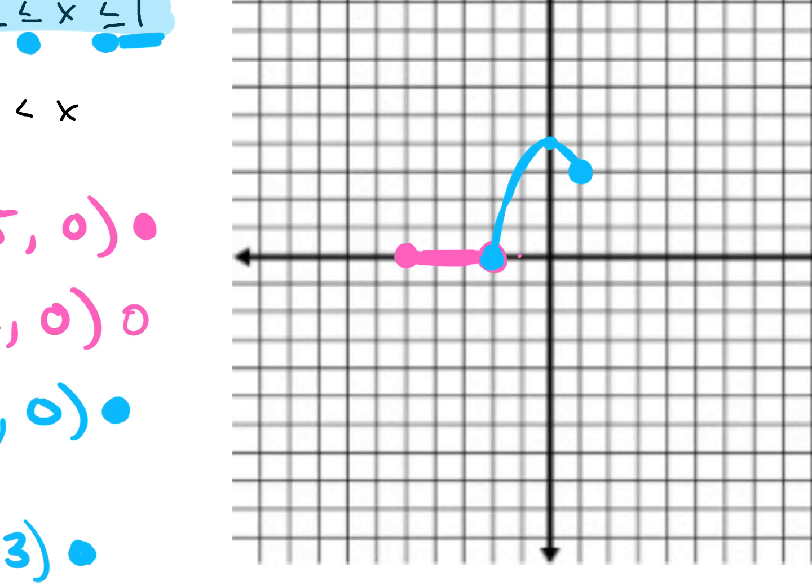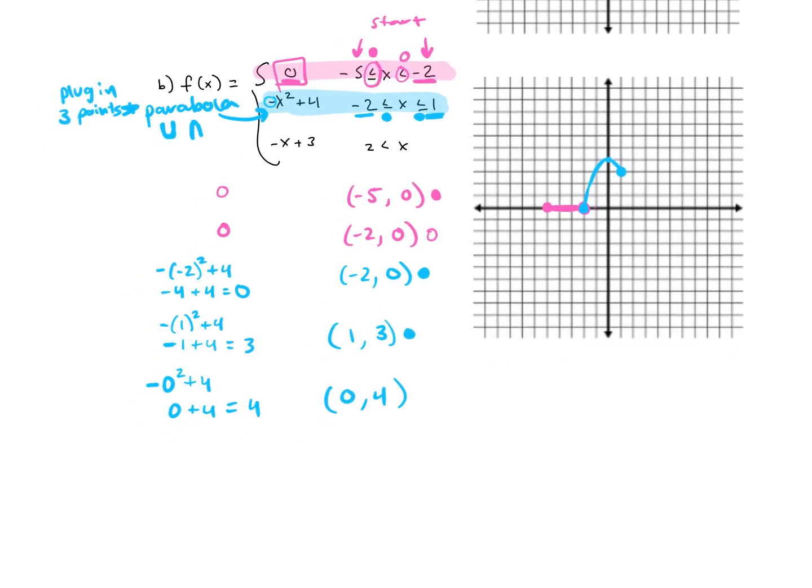So if you connected these 2 points with a straight line, it would be wrong. I've got to see that curve. Parabolas, you need to have 3 points so I can see the curve. Any questions with the second piece of our graph? All right, let's do the third piece now.